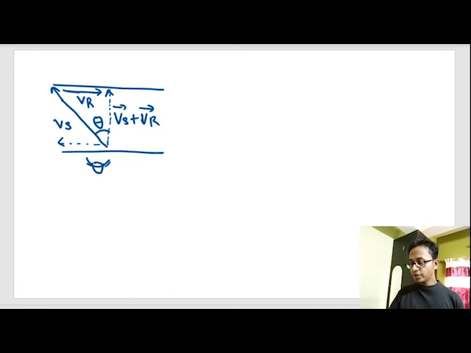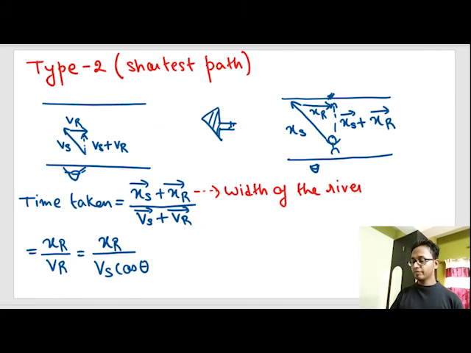Because in order to reach the opposite end in a straight line, he must exactly cancel out the velocity of the river. So Vs sin theta, the component of velocity in the horizontal direction, is equal to Vr. So Vs sin theta is equal to Vr. This is the same thing I wrote in the previous slide.